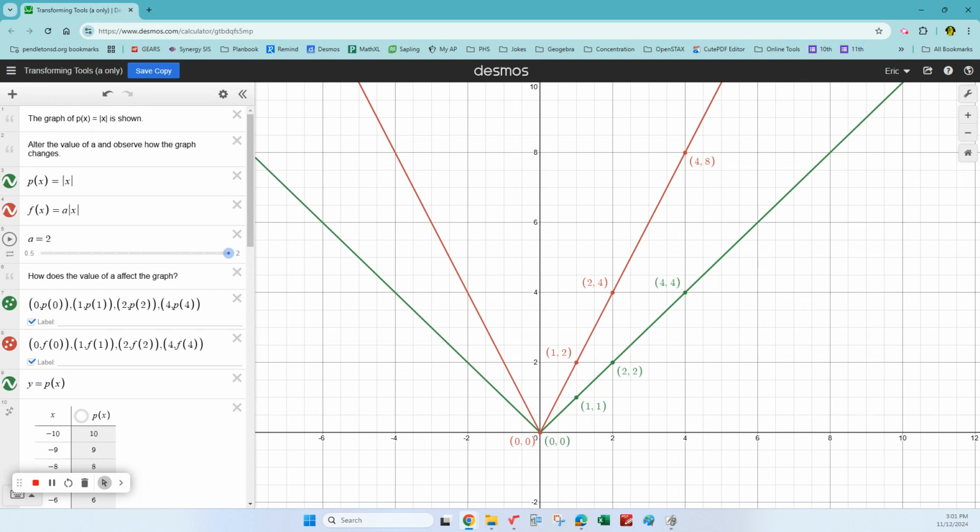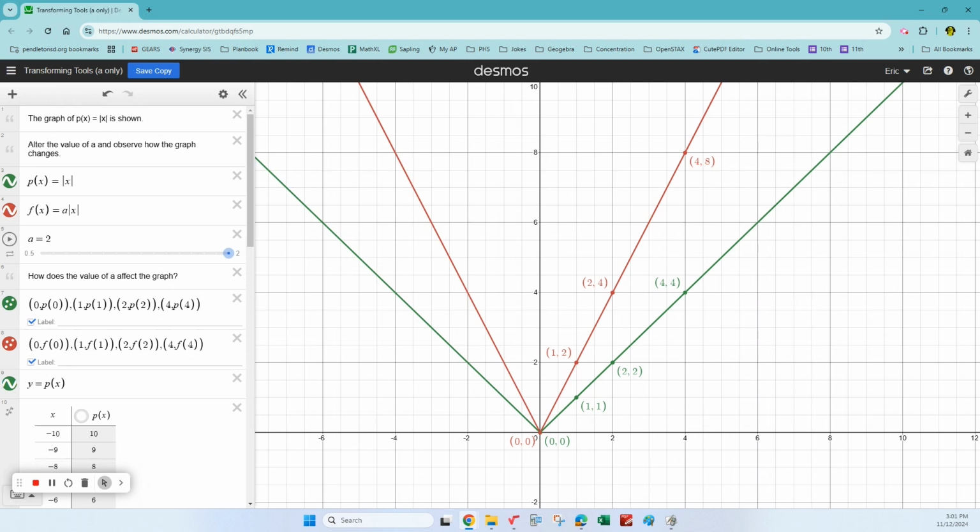But when I multiply the function by 2, it changes those instructions. Now I would say walk 1 to the right and walk up twice as far as I normally do. Walk up 2 times 1, so I walk up 2. Walk 2 to the right and walk up 2 times 2, which is 4. Walk 4 to the right and walk up vertically 4 times 2, so walk up 8.